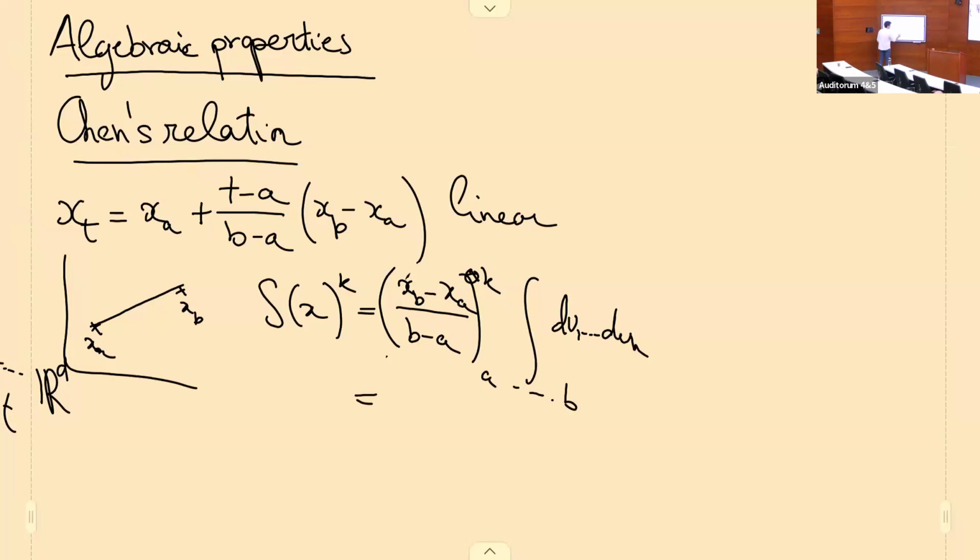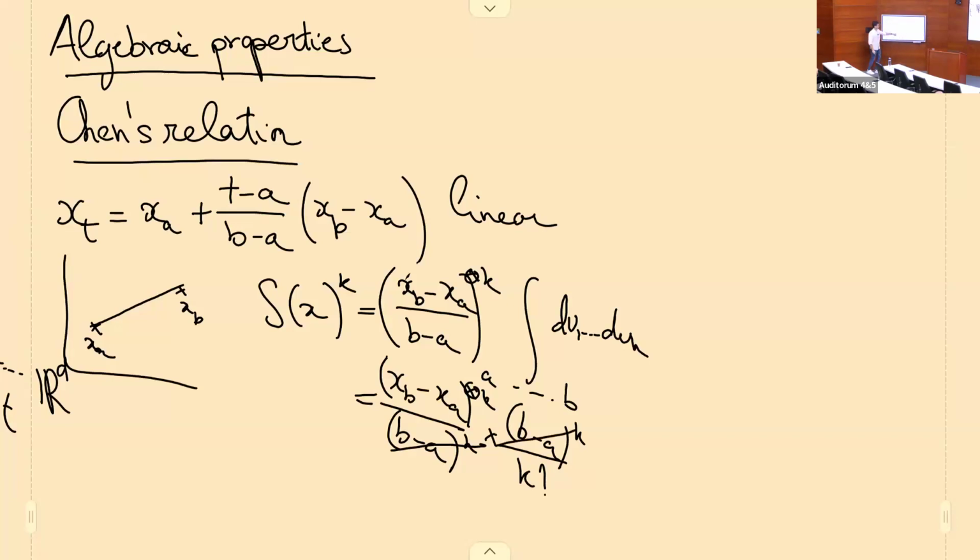Then this is just (xb minus xa) tensor k divided by (b minus a) to the k, times (b minus a) to the k, divided by k factorial. Right? And so I can cancel out these two terms, and what I get is just the kth power of the increment divided by k factorial.